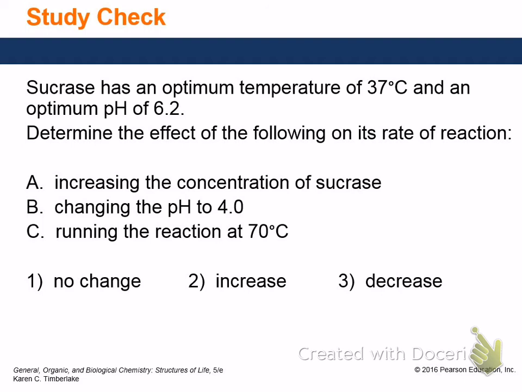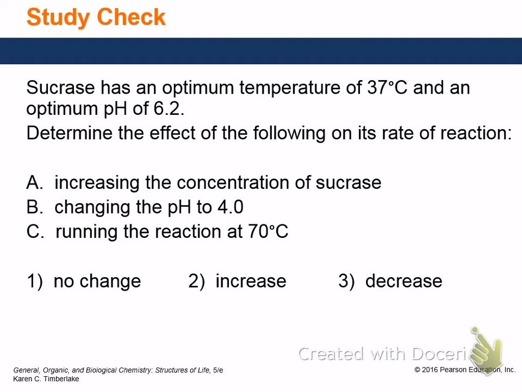It goes down on C? Yeah. Because the optimum temperature is 37, so if you go to a higher temperature, it's no longer at its optimum. That's where it's the fastest. So anywhere off the optimum temperature is slower. So the rate goes down.